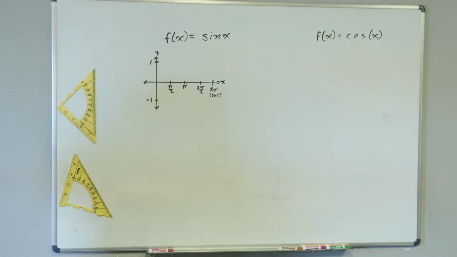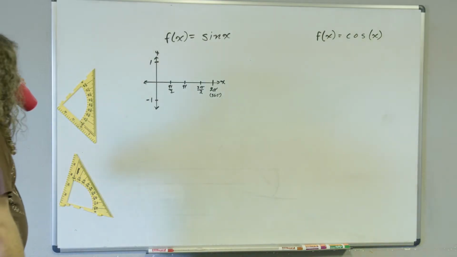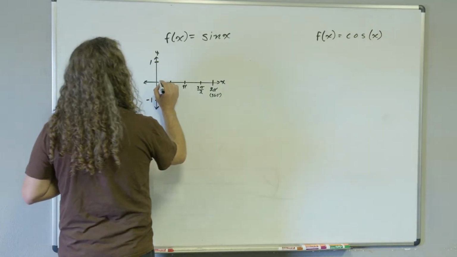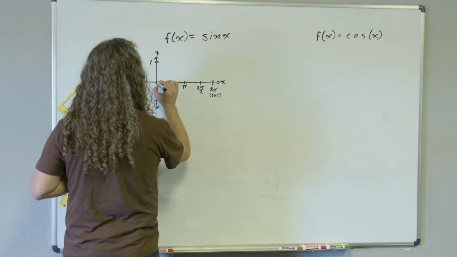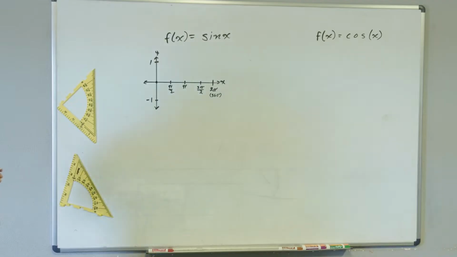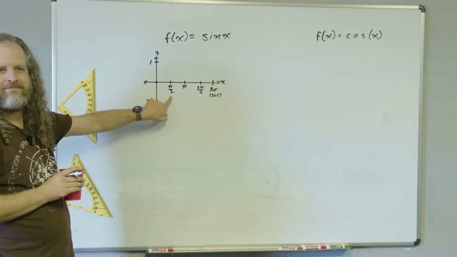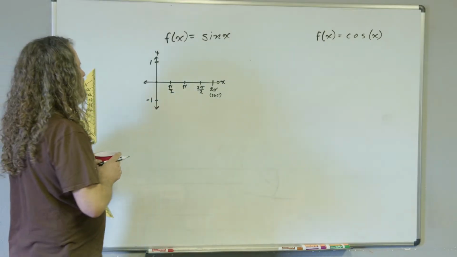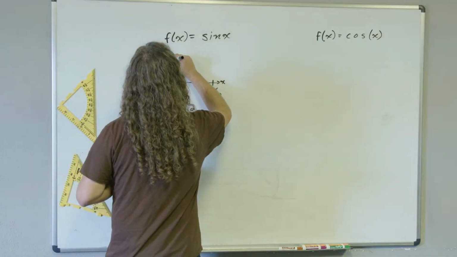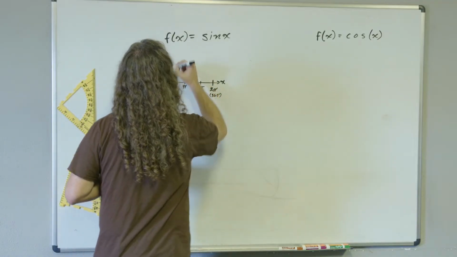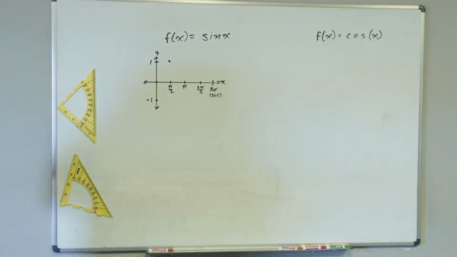What is the sine of 0? Don't use your calculator. It's 0. That's what I thought, but you didn't say yes. What is the sine of pi over 2? That's 1. What is the sine of pi? 0.